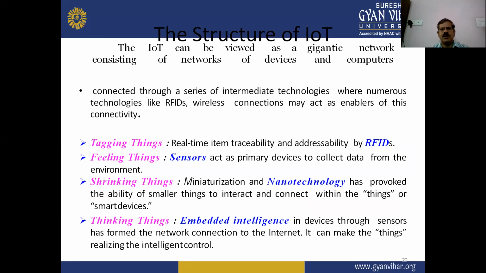Next, the structure of IoT. The IoT can be viewed as a gigantic network consisting of networks of devices and computers connected through a series of intermediate technologies, where numerous technologies like RFID and wireless connections may act as enablers of this connectivity.